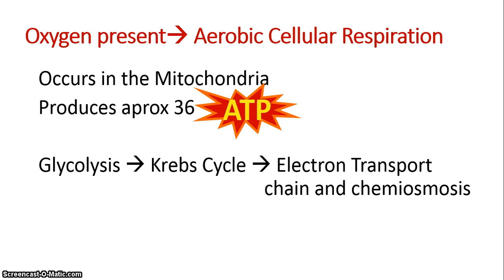All right, now if there is oxygen present, you're going to have aerobic cellular respiration. And this is the type that we normally think about when we say cellular respiration. We're usually talking about aerobic cellular respiration. This occurs in the mitochondria. It produces about 36 ATP. And so you get a lot more bang for your buck, basically. You have glycolysis to the Krebs cycle to electron transport chain and chemiosmosis. And so I'll go through this with you.